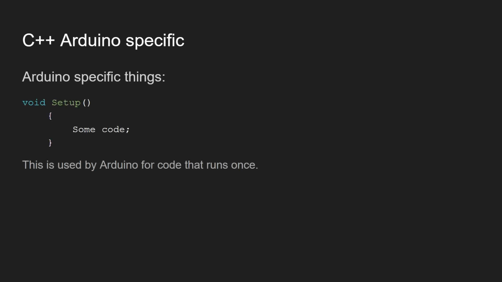So some Arduino specific things. You have the void setup. This is code that only runs once and runs at the beginning of the code. So once you run the code, this will be the first thing that runs. Then you also have the void loop. This is code that will be looped once a certain condition is met and only until that certain condition is met.